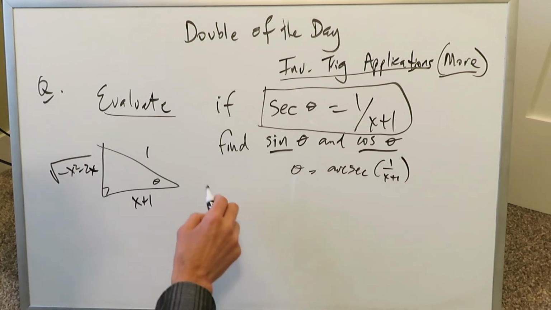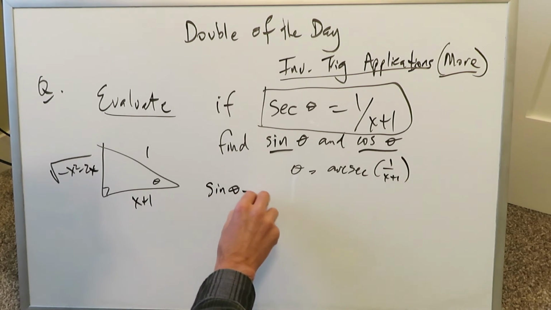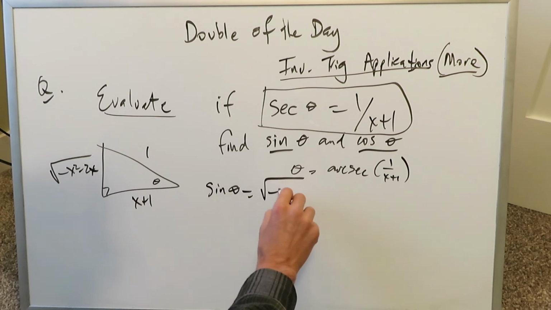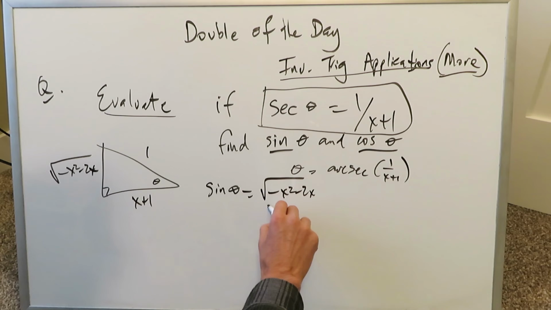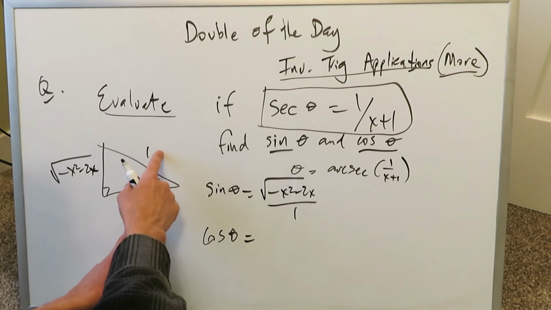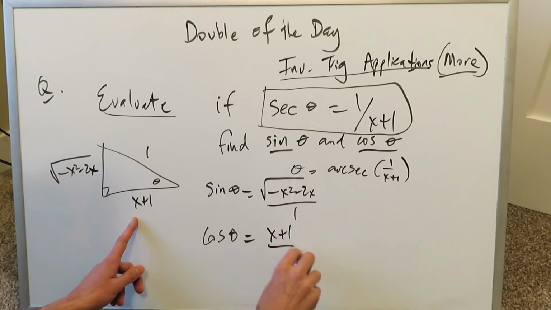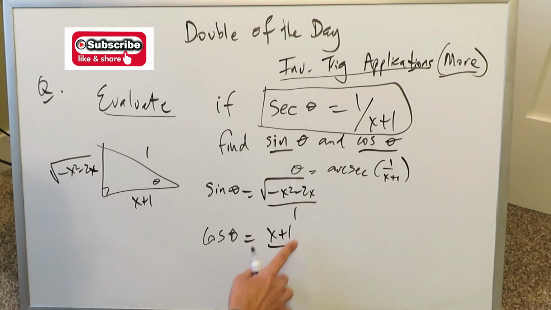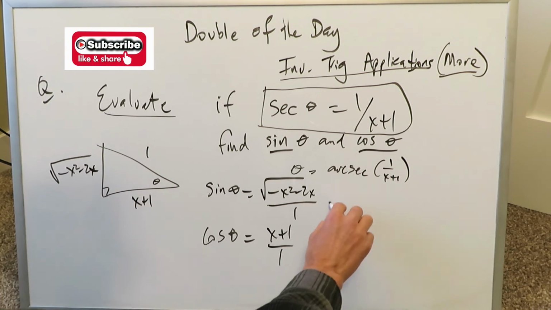We have to find sine of theta. So sine of theta is going to be, with regards to this angle, opposite over hypotenuse, root of minus x squared minus 2x over 1. You don't need to write over 1, it's meaningless. Cosine theta here is equal to adjacent over hypotenuse, x plus 1 over 1, or you could have just done the reciprocal of secant theta, which would just be x plus 1, and both of these answers should be right.